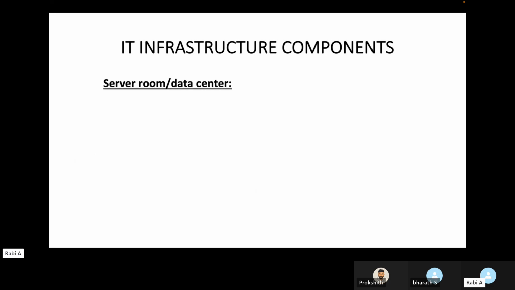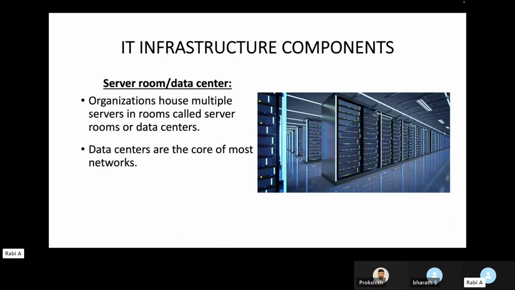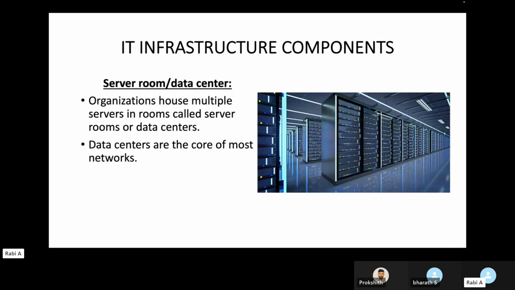And then you have the server rooms or the data centers, which is basically a collection of servers. So organizations house multiple servers in rooms called server rooms or data centers. All right. So data centers are the core of most of your networks. All right. So these are the different components that we have whenever we talk about your IT infrastructure. Questions?